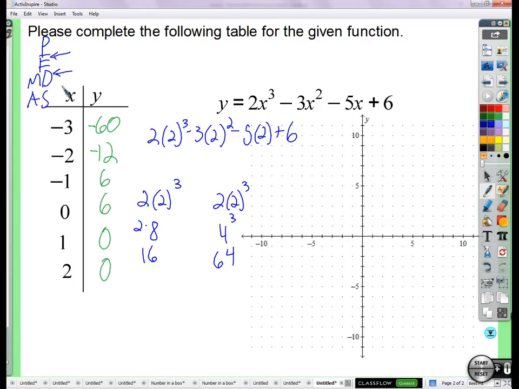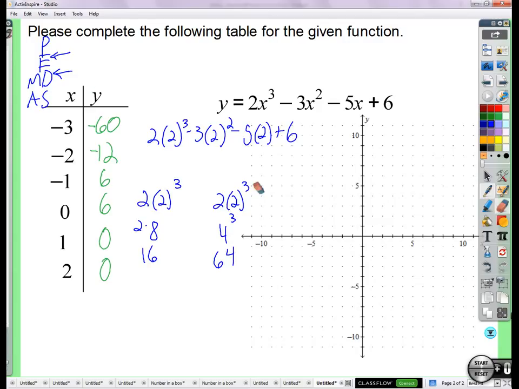Exponents come before multiplication and division. So we're going to exponent this 2 before we multiply by 2. If we were to multiply 2 by 2 and get 4, we'd be doing multiplication before we do exponents. Okay? We could do it that way, but it turns out it's not the way. It's not the order that we all agreed to do it.